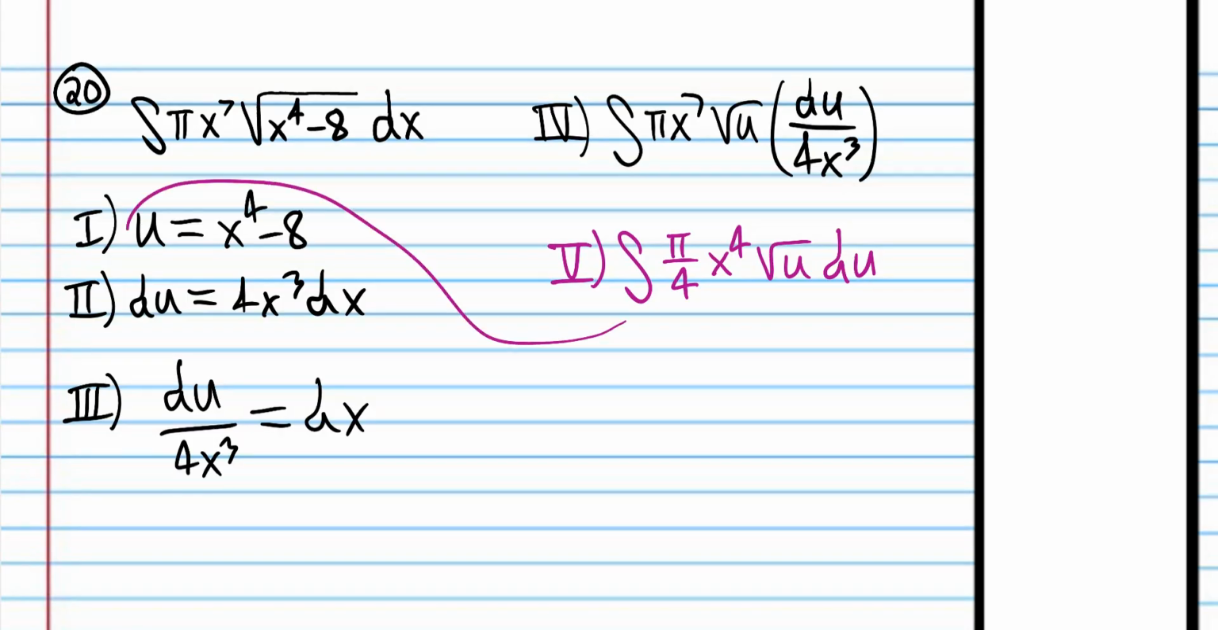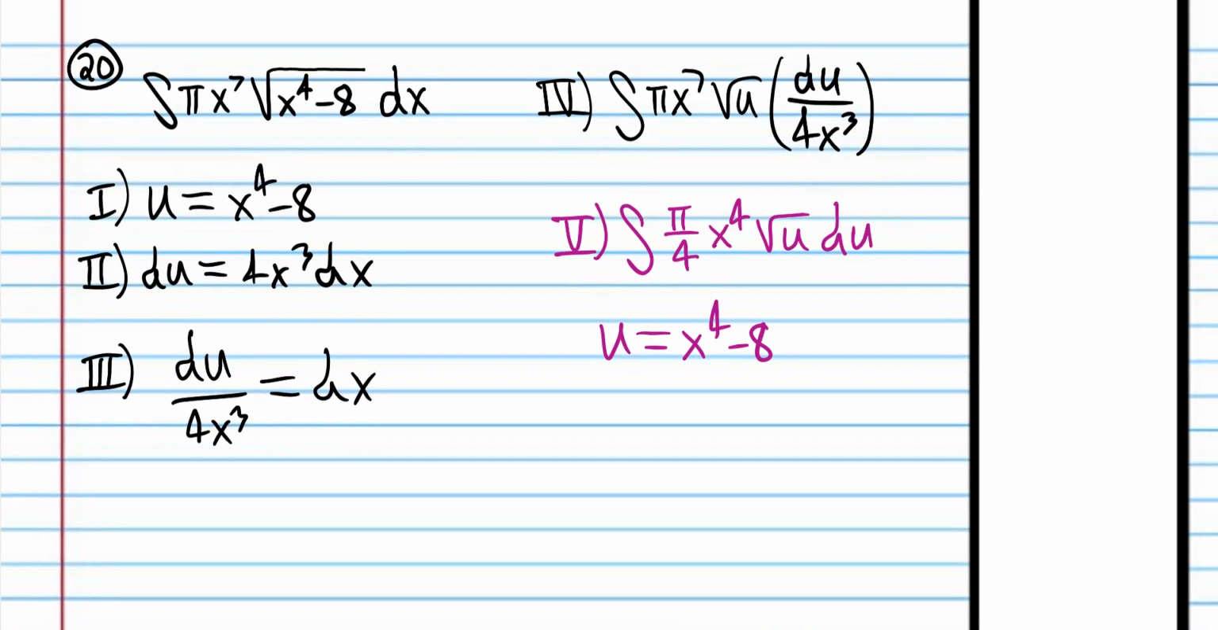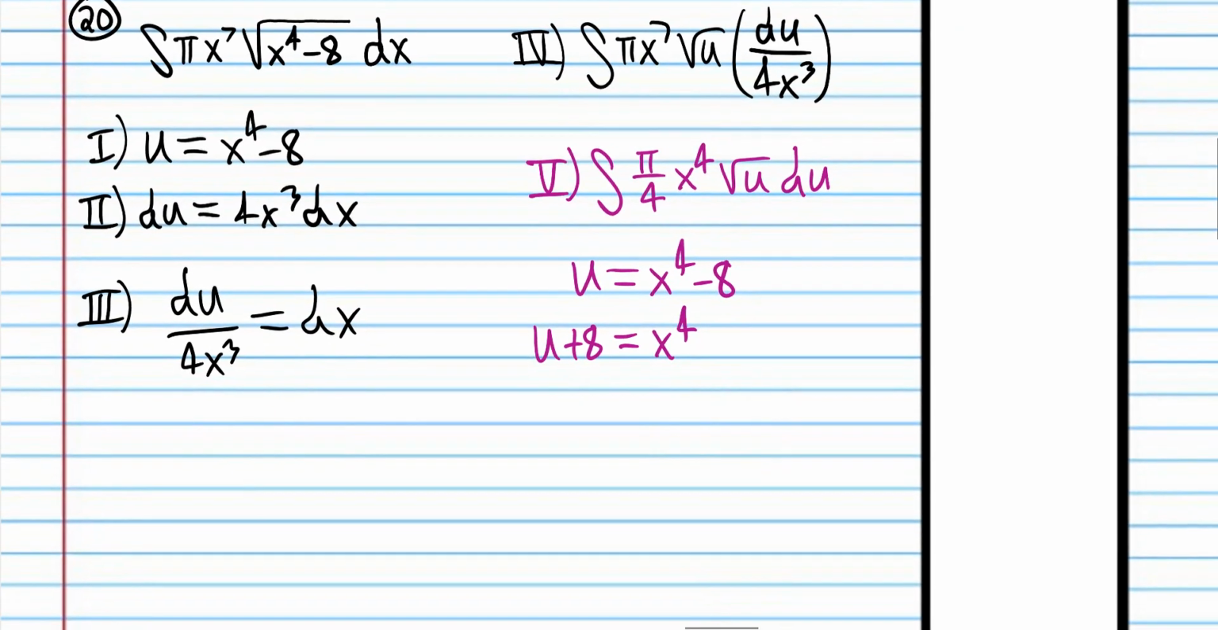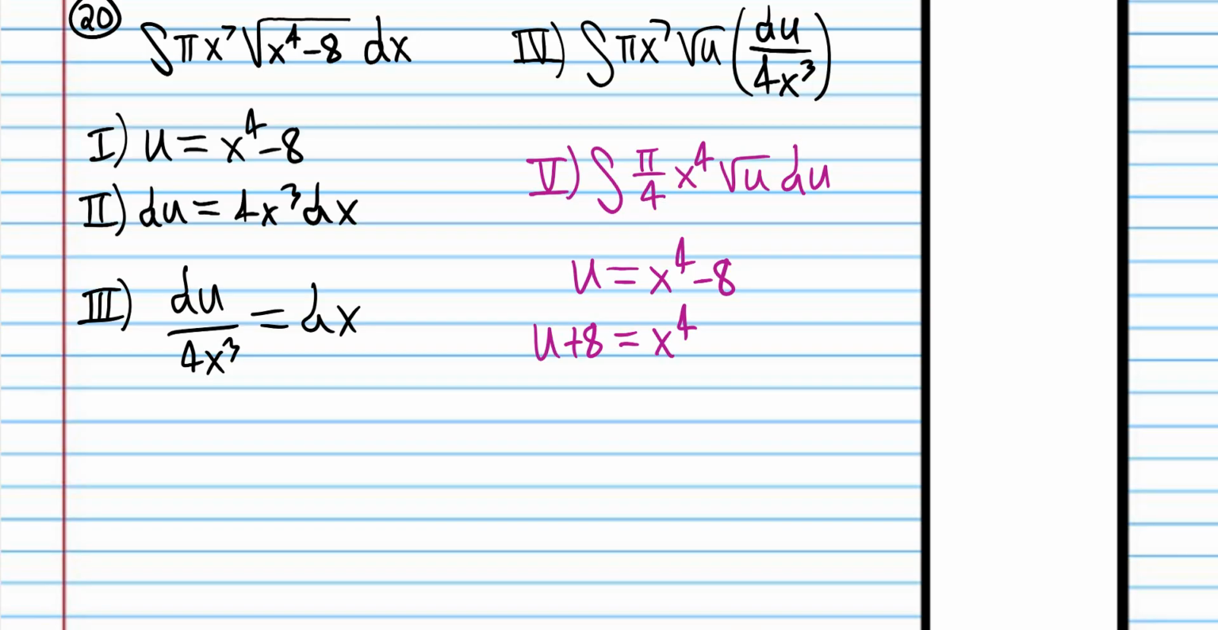But let's take this equation and rewrite it. And then let's solve for x to the fourth power. So x to the fourth power is u plus 8. Just doing some basic algebra down there. So now we're going to replace that integral with pi over 4 times u plus 8 times square root u du.